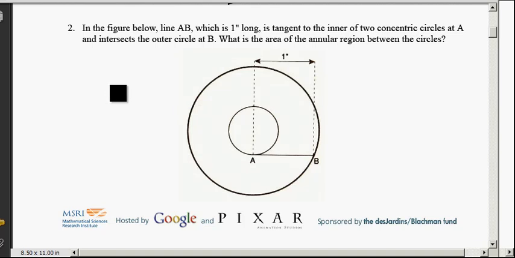In this lecture, we're going to solve the second problem in the Julia Robinson Math Festival problem set called Area Attack. And that is, we have two concentric circles, an inner one, in which we have a tangent, AB, of length 1, and that defines the outer circle, and we want to know what's the area of the annulus.